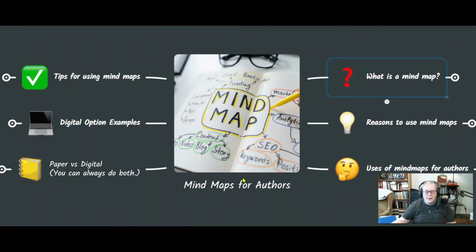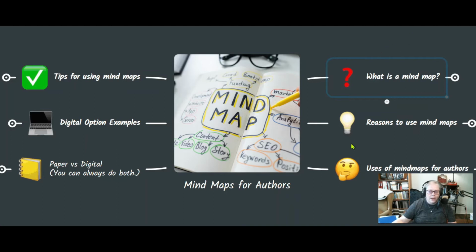Today we're talking about mind maps for authors. And the first thing we need to do is describe what a mind map is so that everybody's on board. And you've probably seen them. You may have even used them if you've been a student in the last few years. I did not grow up using mind maps, but I think they're a great idea. They very much go with brain science and use it to our advantage.